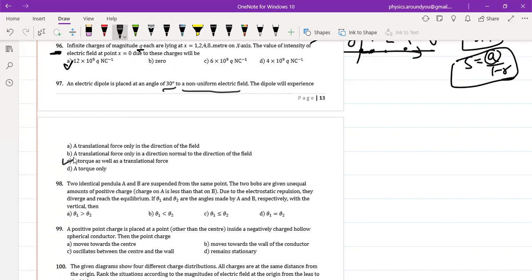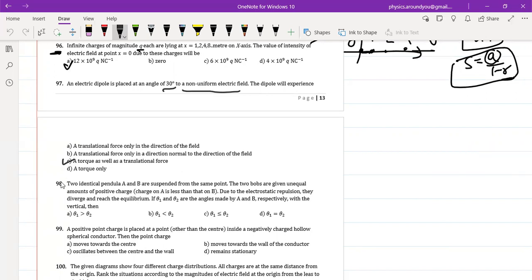If you are born as a dipole, your fate is to experience a torque. But whether you will experience a force or not depends on external circumstances or the field, right? If the field is uniform, force is zero. If the field is not uniform, force is not zero either. So it experiences a torque as well as a force.